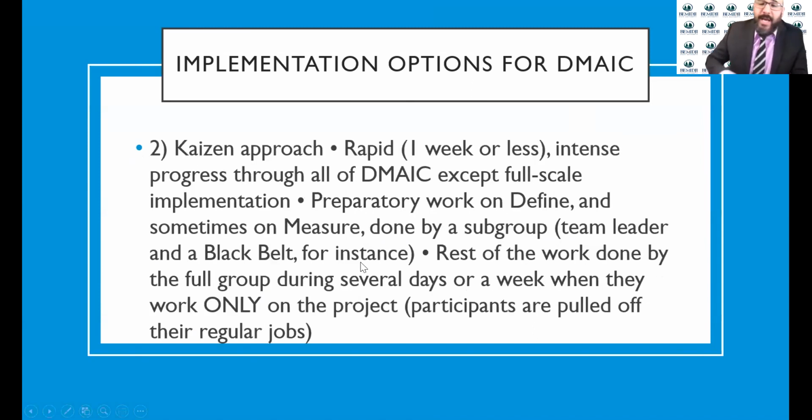The other way is the Kaizen approach. It is a rapid, 1 week, intense progress through the DMAIC, except full-scale implementation. Preparation work on define and sometimes on measure is done by a subgroup such as the black belt and the team leader. The rest of the work is done by the full group during several days or a week, when they work only on the project. They are full-time on the project.